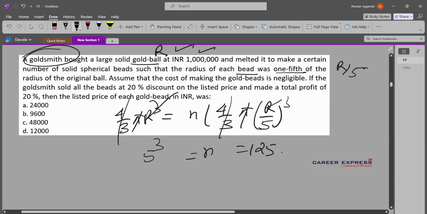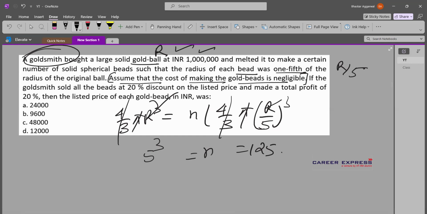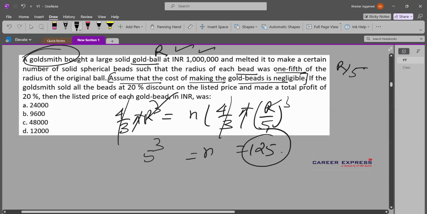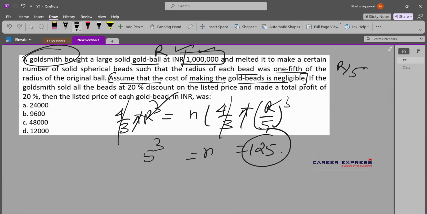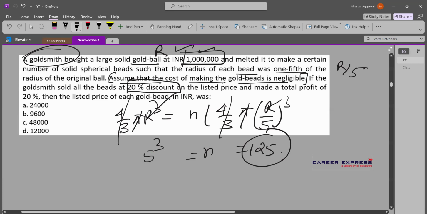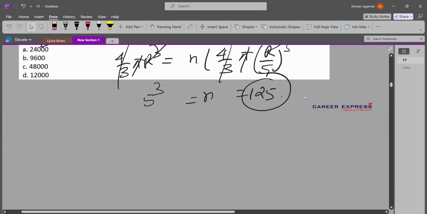So let's move ahead. Assume that the cost of making the gold beads is negligible. So the process of melting and reforming the beads, there was no cost involved in that, we have to assume. So now we can say that the goldsmith has 125 beads worth rupees 10 lakh. So he wants to sell these beads now. So he puts a price on all these beads, and then on that price, he offers a 20% discount and still makes 20% profit.